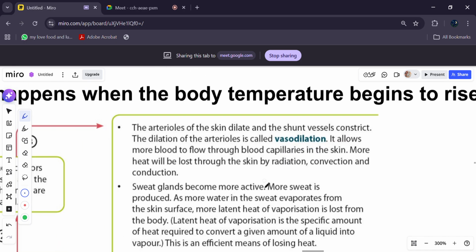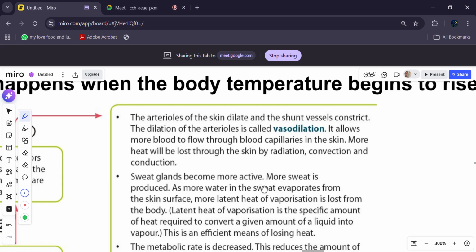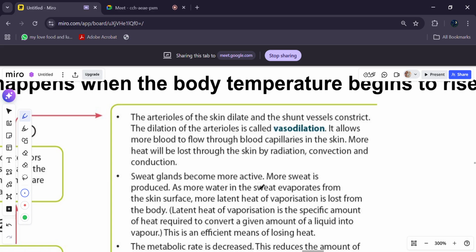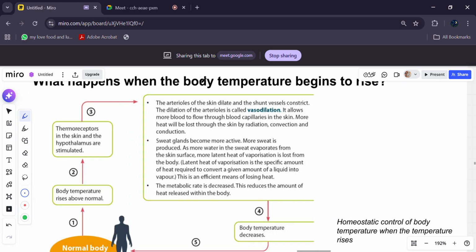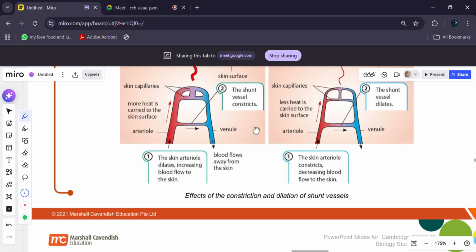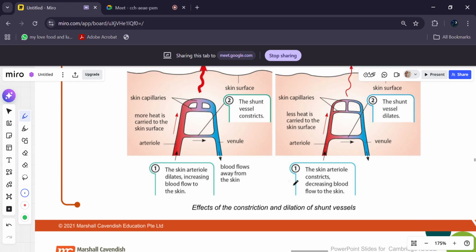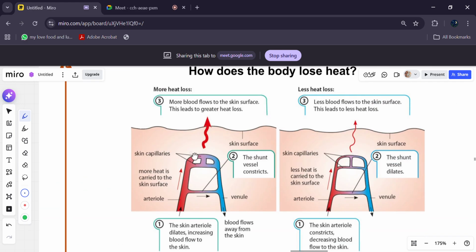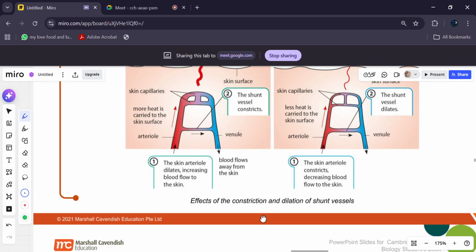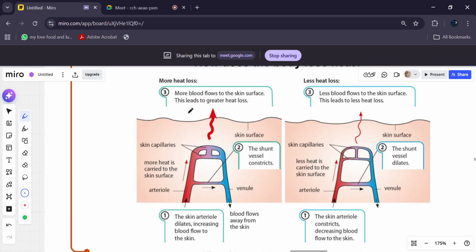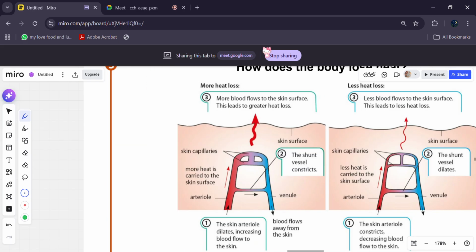Now, there are many things that happen to fight against the increase of body temperature. The arteries of the skin dilate and the shunt vessels constrict. In the skin, the arteries dilate and the shunt vessels constrict. So this allows more blood to flow to the skin surface, and this leads to greater heat loss.